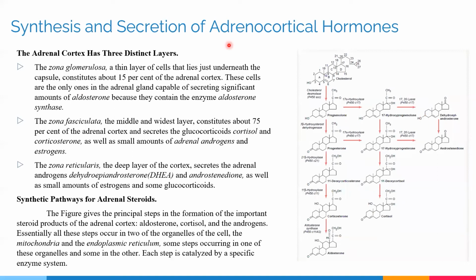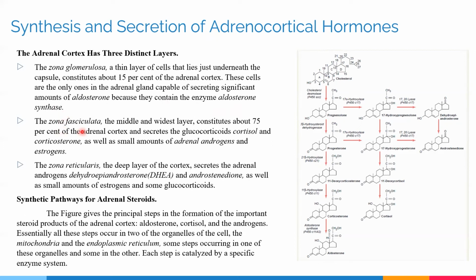Next, we look into the synthesis and the secretion of adrenocortical hormones. The adrenal cortex has three distinct layers. The zona glomerulosa, a thin layer of cells that lies just underneath the capsule and constitutes about 15% of the adrenal cortex. These cells are the only ones in the adrenal gland capable of secreting significant amounts of aldosterone because they contain the enzyme aldosterone synthase.